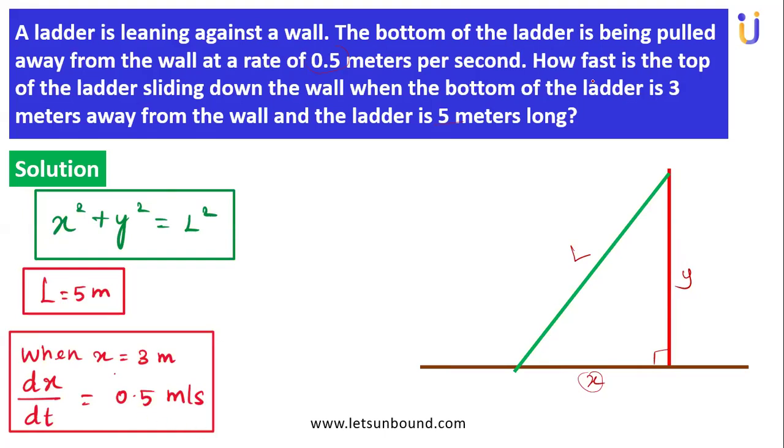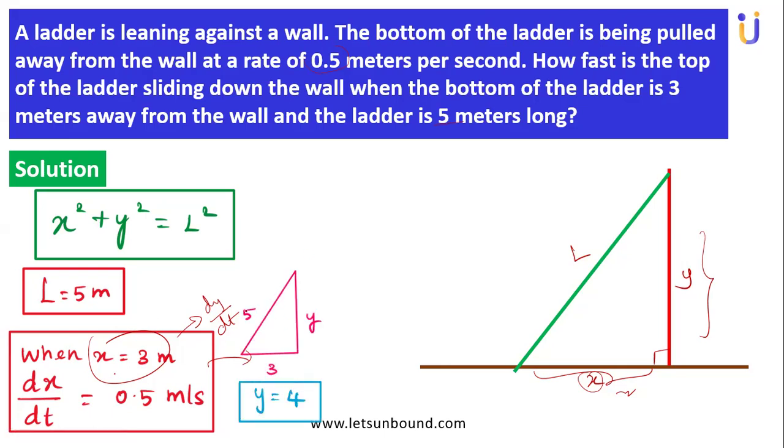And X is equal to 3. How fast is the top? We need, when this distance is X, what is the rate of change of Y? So when X is 3, what is dy by dt is what we need. And one more thing, I need the Y value, right? When X is 3, what is Y? It's simple. Make the right triangle. When X is 3, I know the ladder is fixed at 5, and Y. Just apply the Pythagoras theorem or you can use the Pythagorean triplet. It's 4. So we got that.